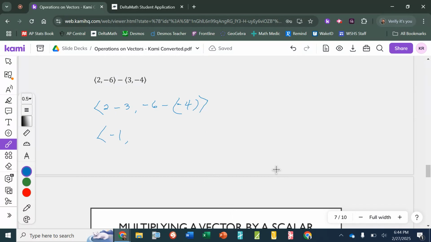But minus a negative, I'm going to keep. Actually, it's not keep, change, flip. I'm sorry. I just turn them both to positive because negative times a negative is a positive. Negative 6 plus 4 is going to leave me with a negative 2. And so that is our answer. And that's really all there is to adding and subtracting two vectors.